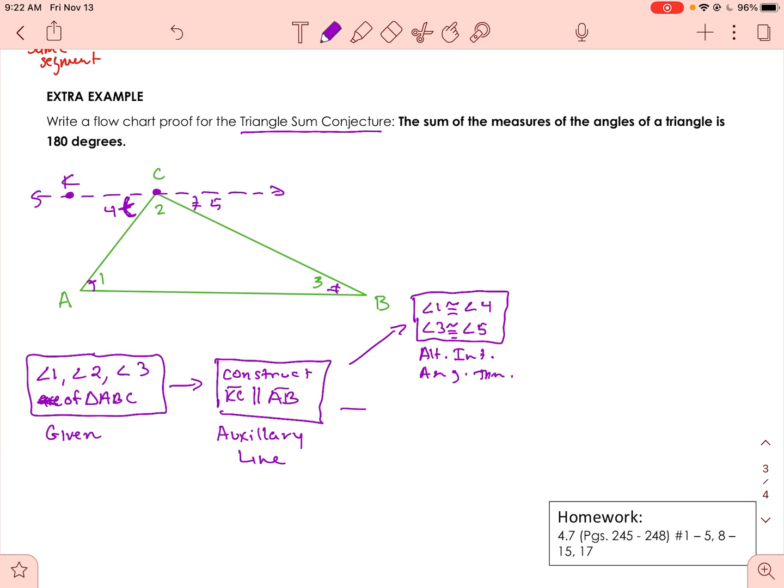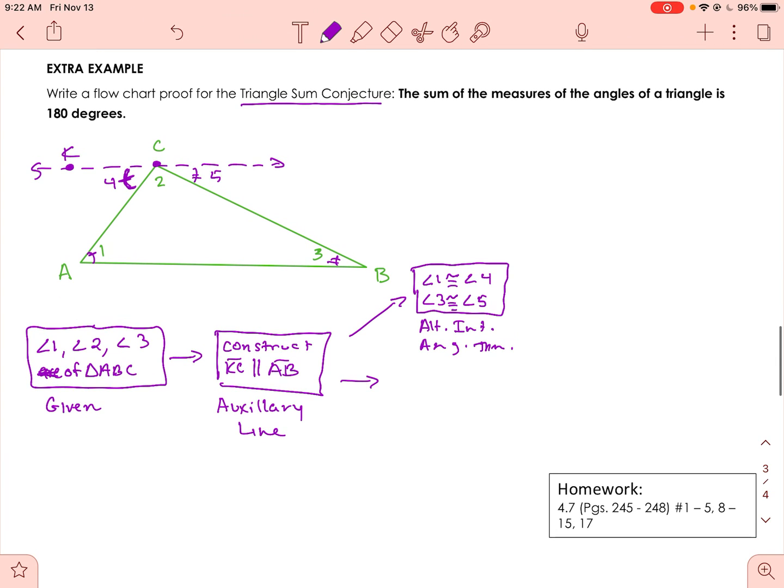Another thing that we know is that we have angle 4 and angle 2. So if you take the measure of angle 4 and the measure of angle 2, that's equal to the measure of angle KCB. That is angle addition. Okay.